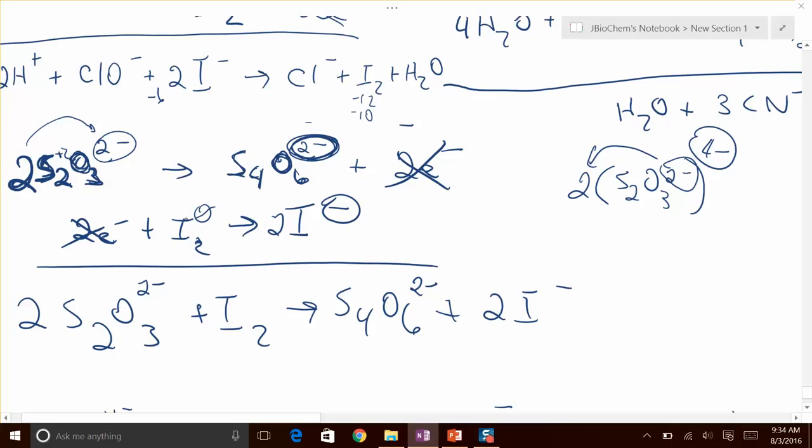Okay, just like this right here. I'm looking at this as kind of the overall picture, right? It has a negative 1 charge. I have 2 of them. So that means I have to add 2 electrons because this is at 0. Okay.